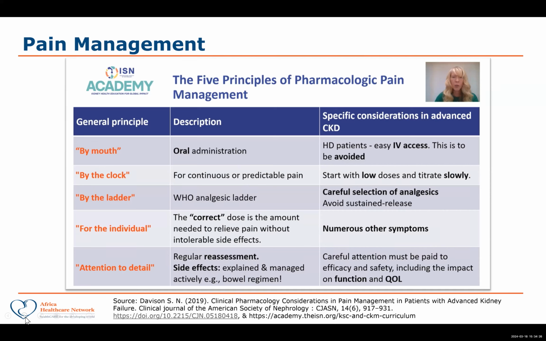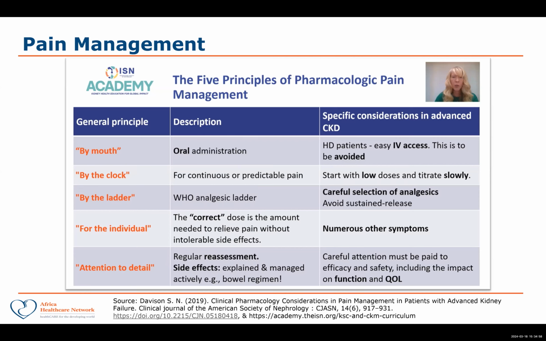So starting with low doses and titrating slowly, using the analgesic ladder, and again, remembering to skip the second step. It needs to be the correct dose for our patient, knowing that the amount needed to relieve the pain without specific side effects that the patient is worried about or complaining about. And then definitely attention to detail. We need to make sure we assess regularly. And if there's any side effects that the patients experience, we need to support them.